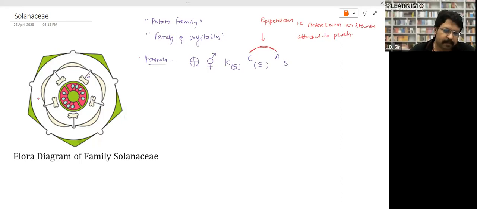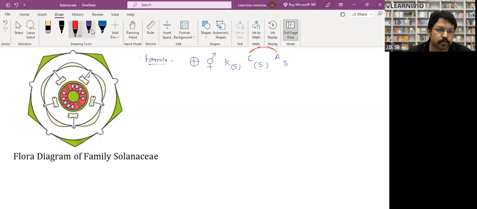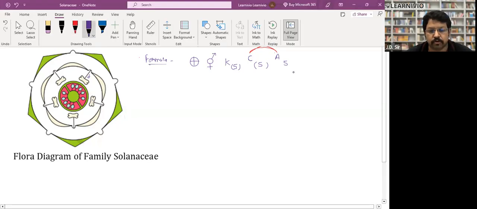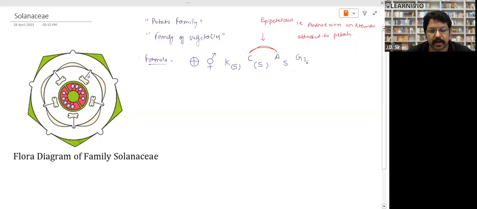Now, what about the gynoecium, the pistil? There are two gynoecium, two half parts, distinct parts. So I will write it down: gynoecium 2. And from the floral diagram, you cannot tell it.